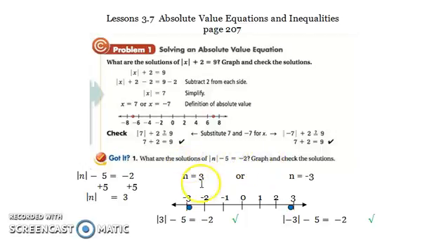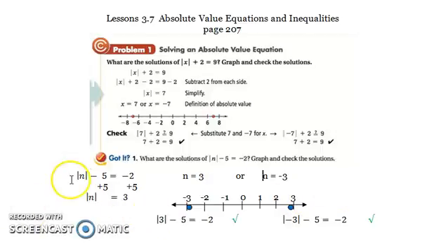Graph and check. So the first thing we're going to do is add 5 to both sides. That gives me the absolute value of n is equal to 3. So that means n is 3 or negative 3. And then you put those on the graph. Since it's equal to, they're closed circles. There's no greater than or less than, so we don't have to draw any lines.